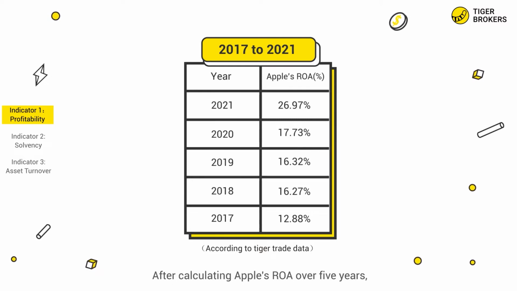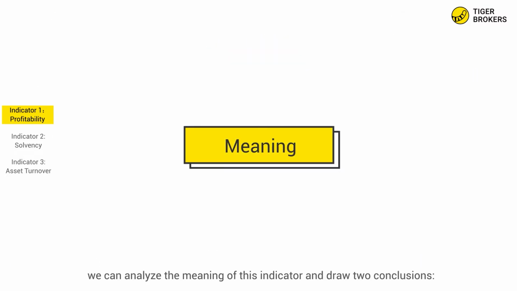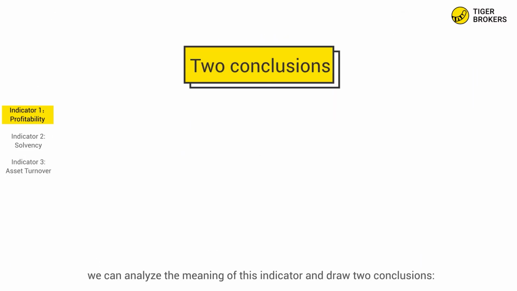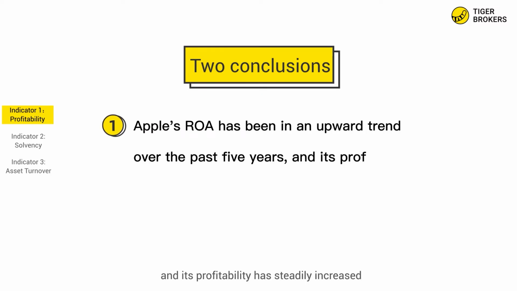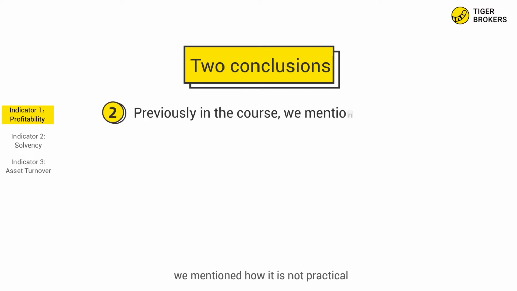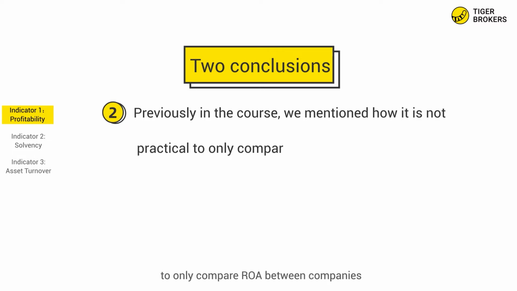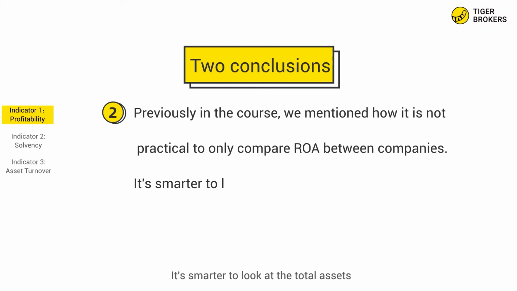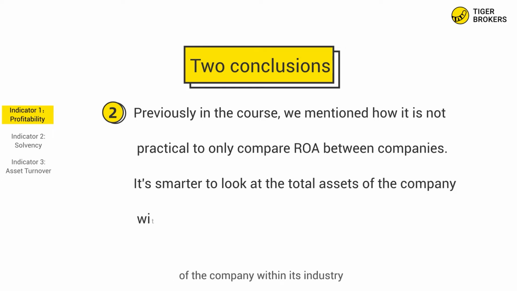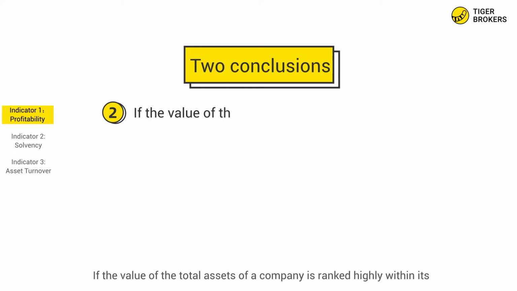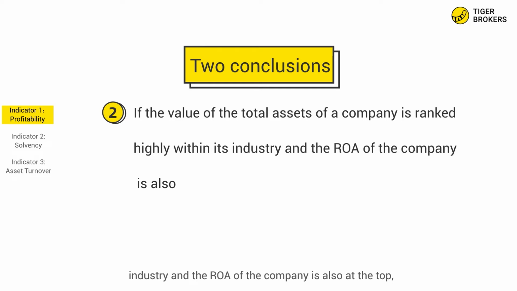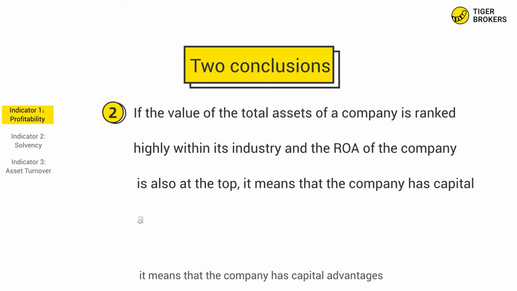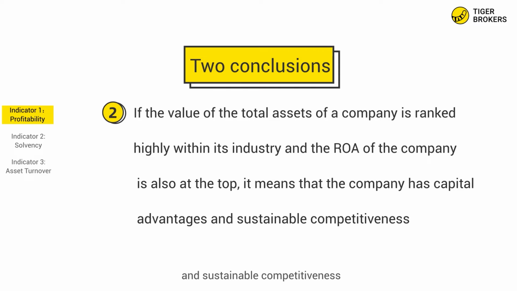After calculating Apple's ROA over 5 years, we can analyze the meaning of this indicator and draw 2 conclusions. 1. Apple's ROA has been in an upward trend over the past 5 years, and its profitability has steadily increased. 2. Previously in the course, we mentioned how it is not practical to only compare ROA between companies. It's smarter to look at the total assets of companies within its industry. If the value of the total assets of a company is ranked highly within its industry, and the ROA of a company is also at the top, it means that the company has capital advantages and sustainable competitiveness.